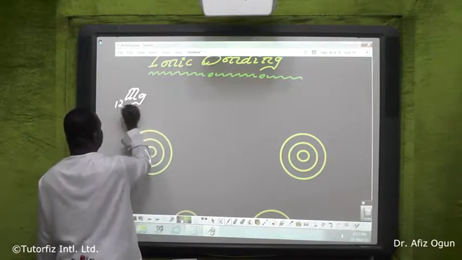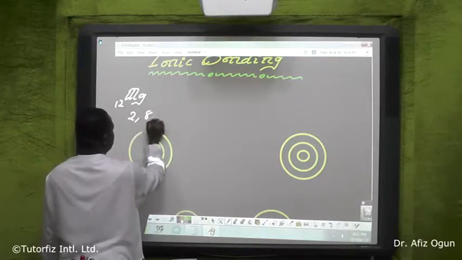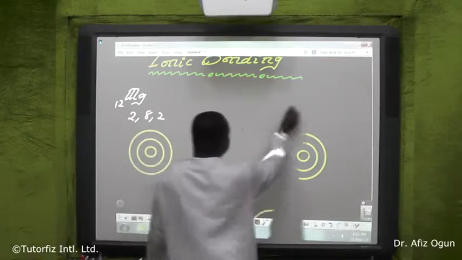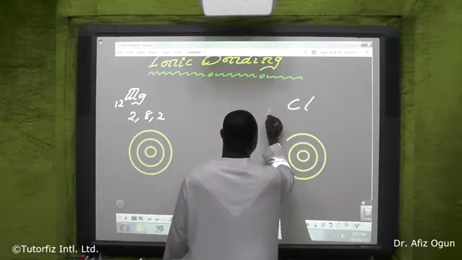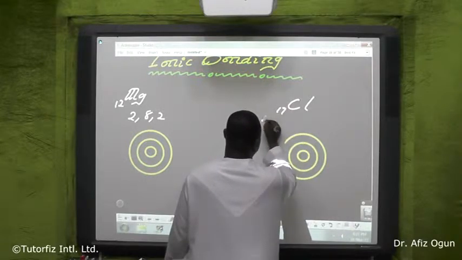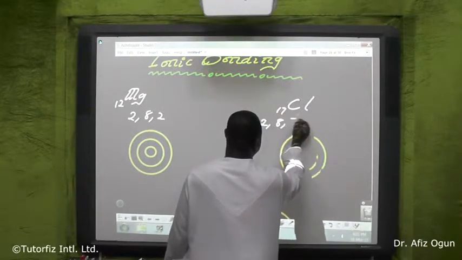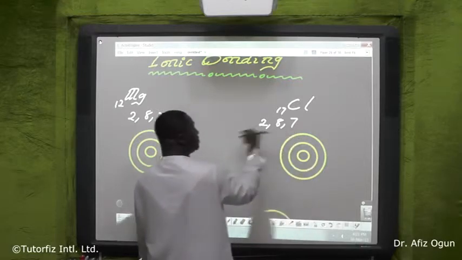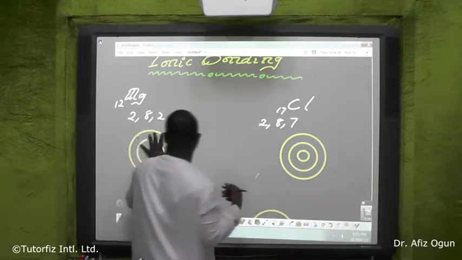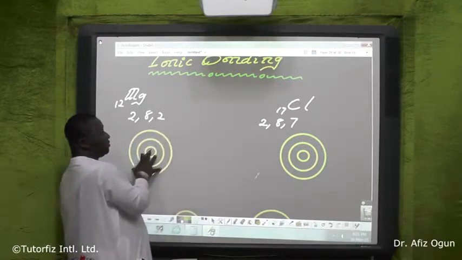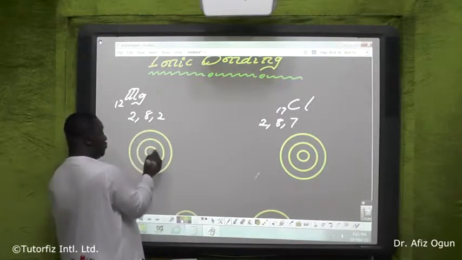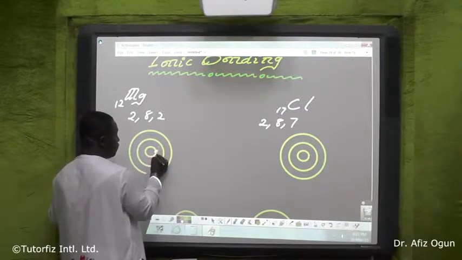Mg as 12 is 2,8,2, and Cl as 17 is 2,8,7. It is looking for 1. It is looking for a place to throw this to, so it becomes like a noble gas. So 2.